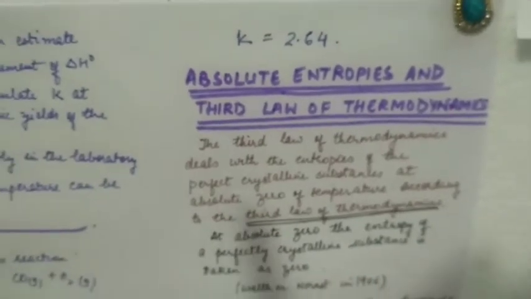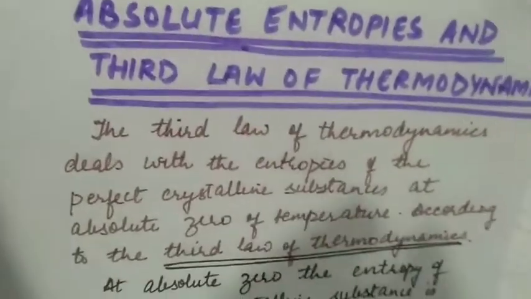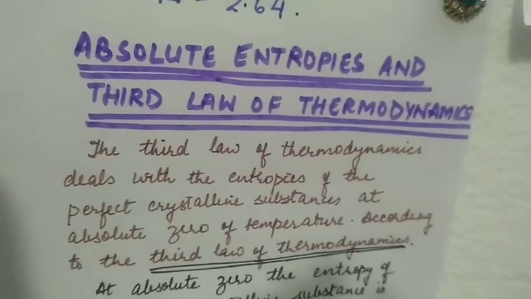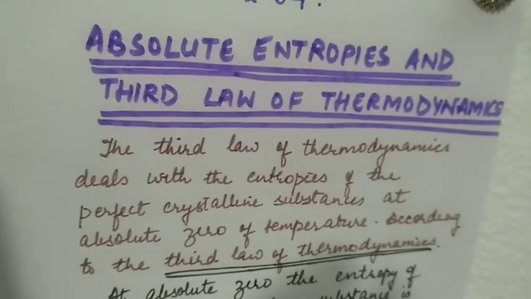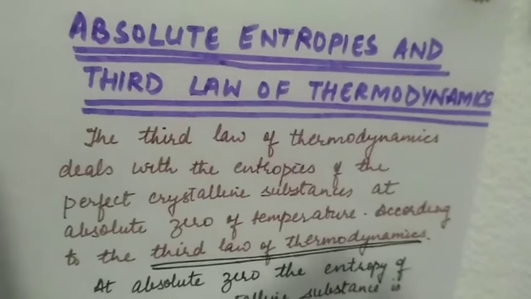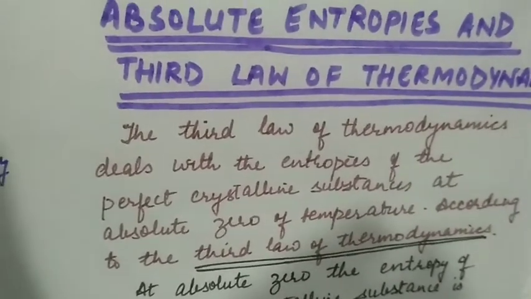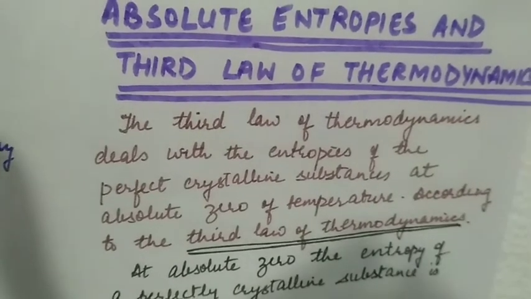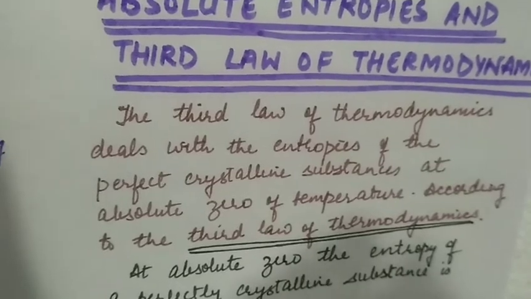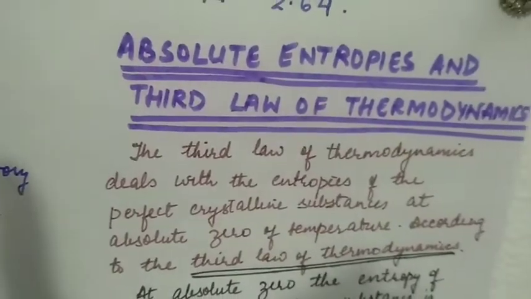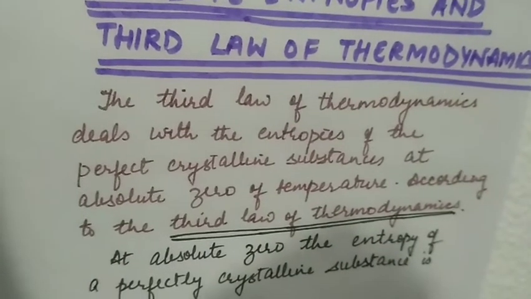Next topic is absolute entropies and third law of thermodynamics. We have studied earlier that the randomness or disorder increases with the increase in temperature. Entropy increases with the increase in temperature. It decreases with the decrease in temperature. So when the temperature is decreased to absolute zero, all the motion will stop and the disorder will not be there and entropy will become zero.